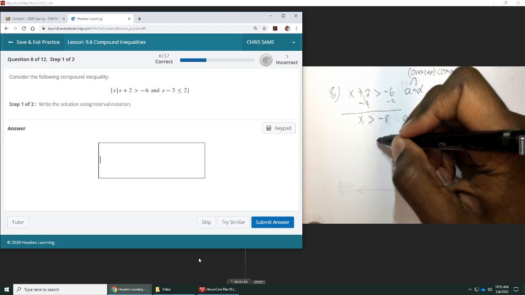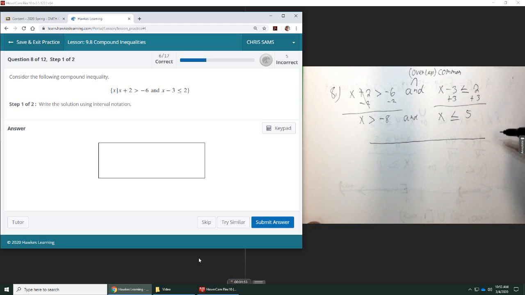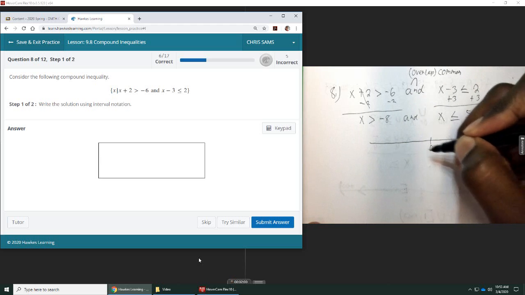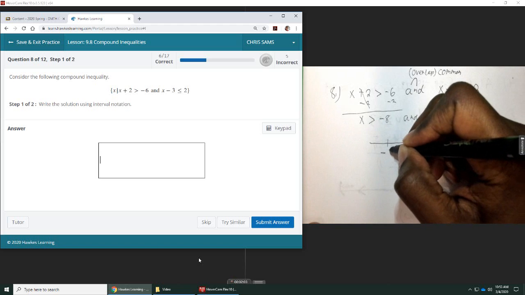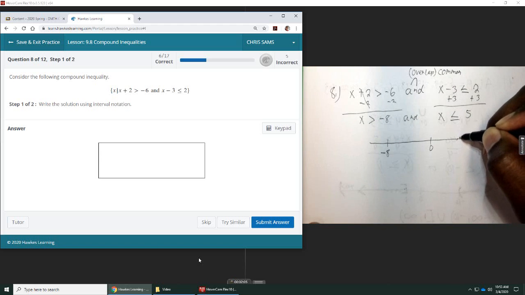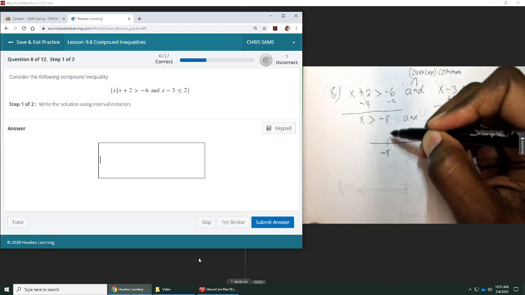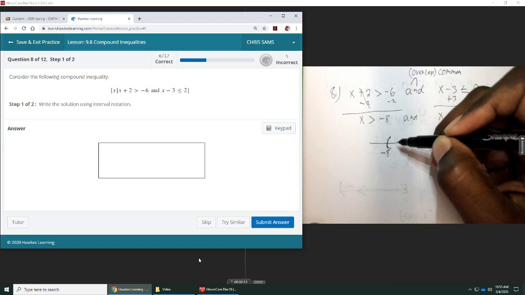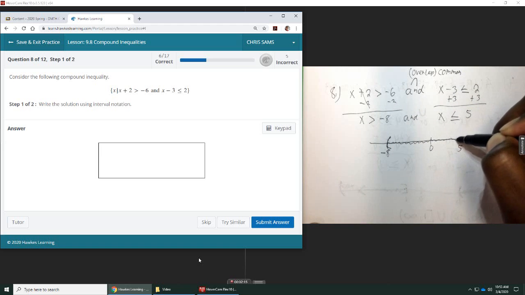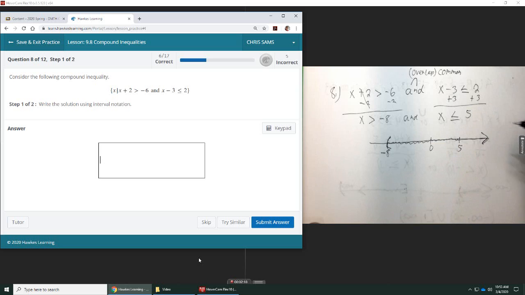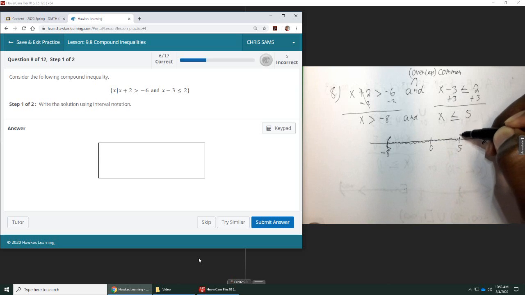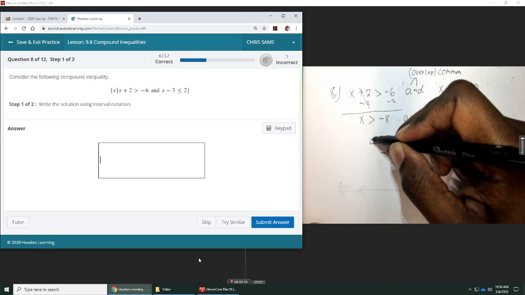So if I were to do this on a number line, you will see that these guys are going toward each other. One is going to the right, one is going to the left. So 0 here in the middle, negative 8 somewhere on the left side, and positive 5 somewhere over here on the right side. And this inequality has a parenthesis and is shading this way, going all the way over. Okay, starting at positive 5, this one has a bracket and is going this way, okay, all the way over.